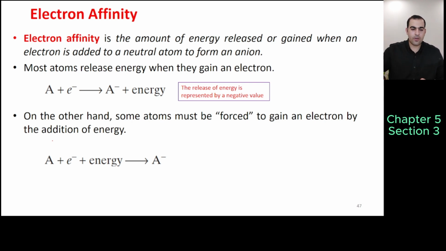So, a neutral atom means it does not have a charge, positive or negative. You add an electron to this atom. An atom with an electron. At the end, what do you get? An anion. Anion means a negatively charged ion. So then energy will be released. Guys, the energy is going to be released. We're going to write it after the arrow because this is the product. Also, the release of energy is represented by a negative value, which means that energy has been lost.